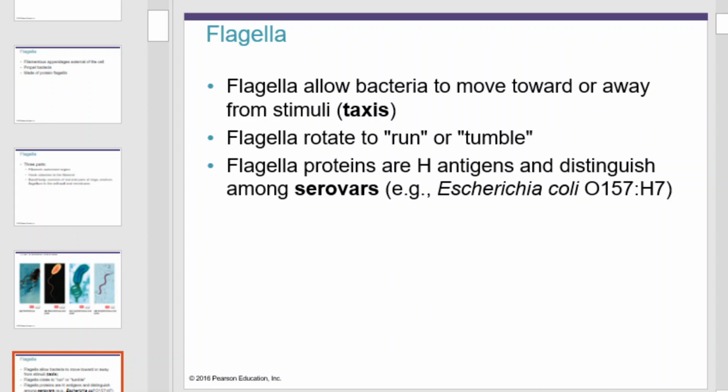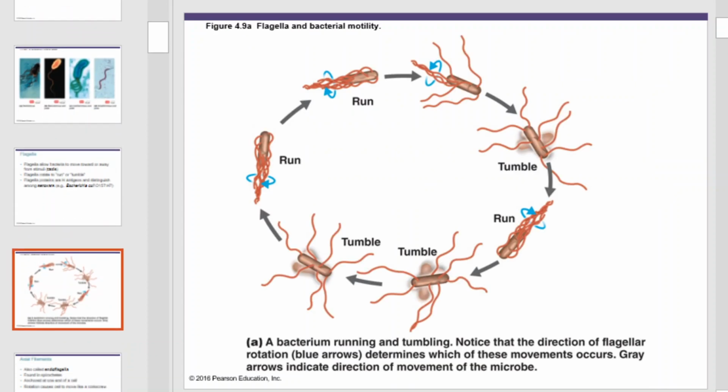Flagella allow bacteria to move toward or away from a stimulus in what we refer to as taxis. Taxis can be related to chemicals or light, at which point we add a prefix such as chemo, and the term becomes chemotaxis. When flagella rotate to run or tumble, the microorganism is said to be moving in a direction with purpose. This is an illustration of a bacteria running and tumbling.